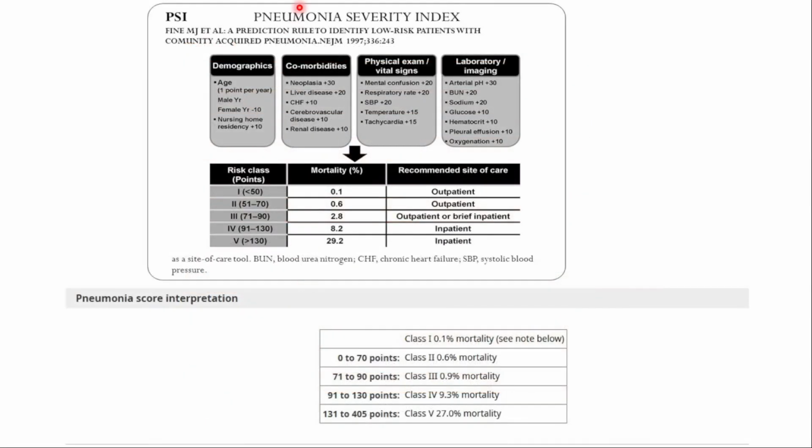And here we have Pneumonia Severity Index. Each of these factors add certain points, like mental confusion is plus 20, and if the patient has more than 70, we consider inpatient treatment. And here you can see mortality rates with every point.